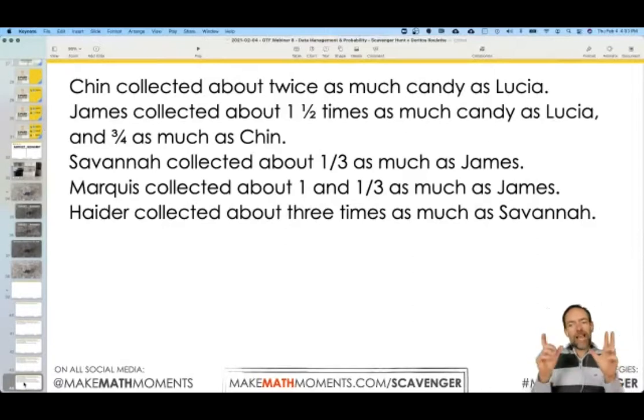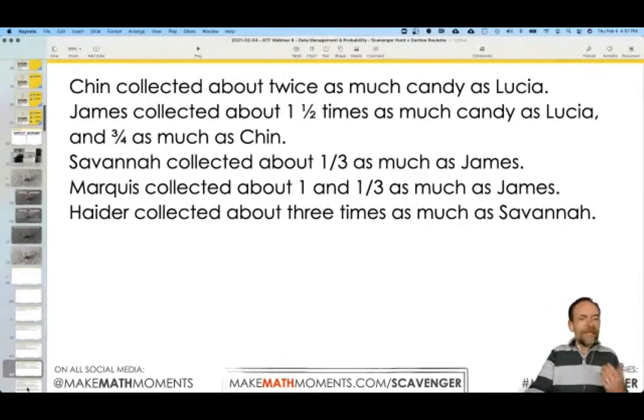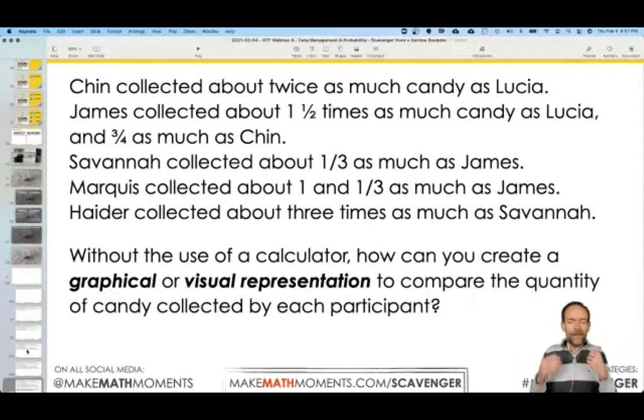Now, here's the challenge I have for you. And this is the challenge we would have for our students here today: before I give you anything else, I want you to create some sort of visual, maybe a graphical representation, to help compare the quantity of candy collected by each participant.